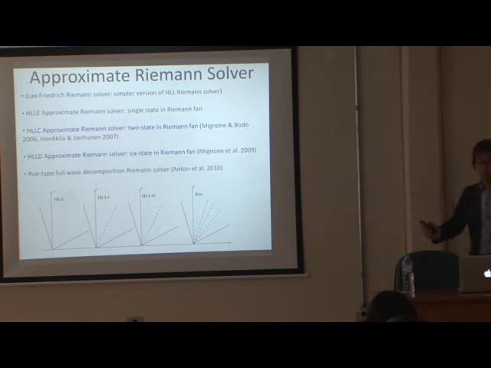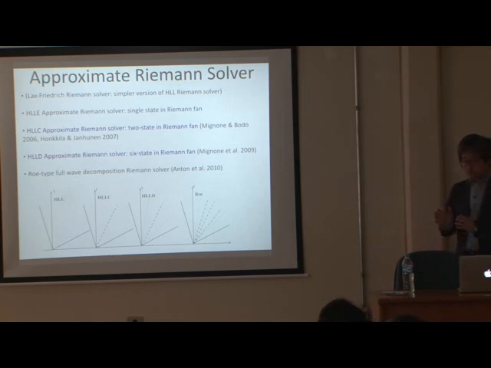HLLC is a less diffusive structure. This is because we can consider the additional wave information, so we are not averaging out this information. We can exactly get this information at some points, whereas in the low-type solver everything is mixed up, so we can get a more precise structure.